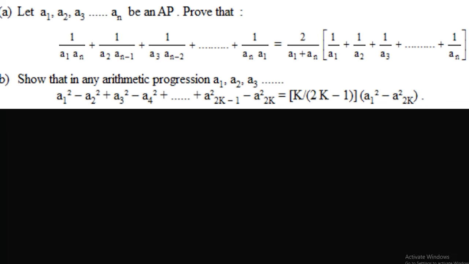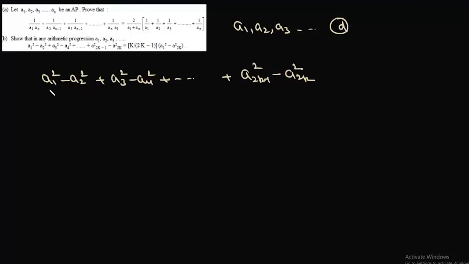Now the second question is, show that in an AP, this value is equal to the right hand side. Now we have this AP, A1, A2, A3, and let its common difference be D. Now we are given the series as A1 square minus A2 square plus A3 square minus A4 square, and it goes all the way up to A(2k minus 1) square minus A(2k) square. Now what we'll do is we'll pair these terms taking 2 at a time.